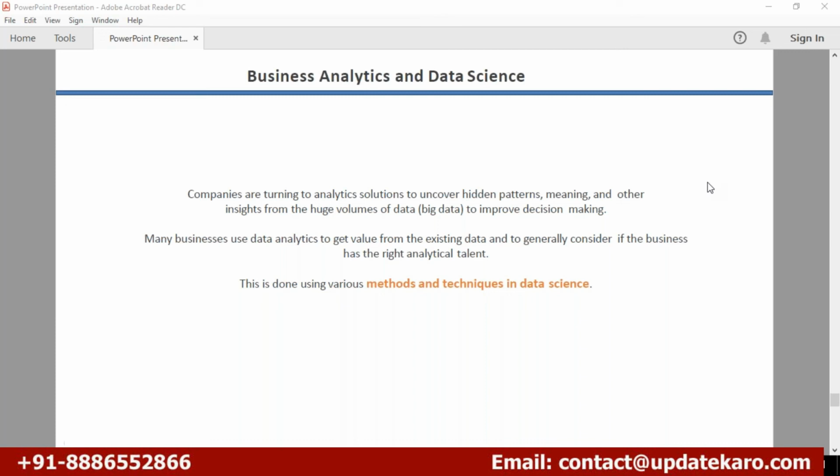So what is data science? Data science is a science that finds hidden patterns and meanings in the data. When you find hidden patterns and meanings from the data, you are getting insights from huge volumes of data. Once you're getting insights, you are aware of the facts, and then you'll be very clear on your decision making.